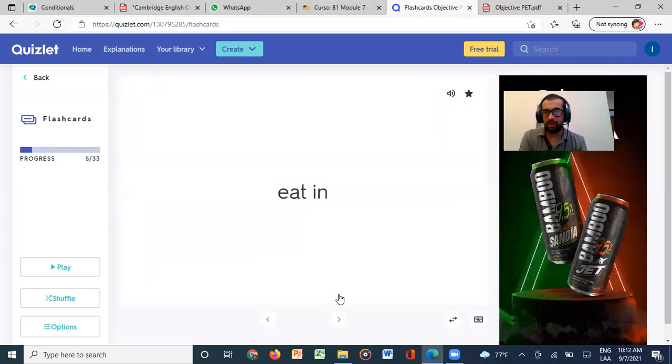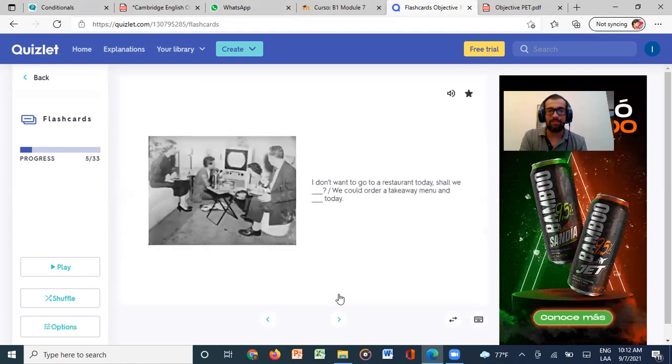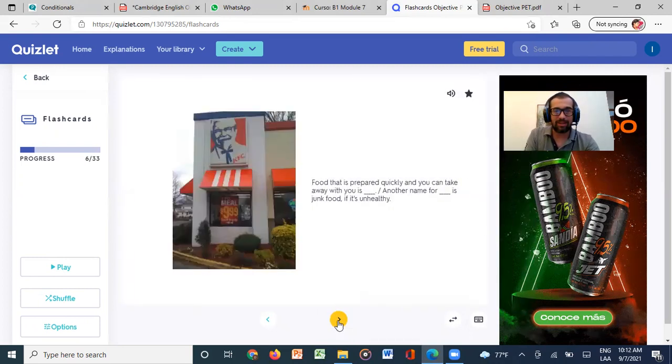Let's go with number five. Eat in. What does it mean to eat in? Well, I have some examples here. I don't want to go to a restaurant today. Shall we eat in? We could order a takeaway menu and eat in today. So eat in is like eating in your house, right? That would be the opposite of going out and eating outside, right? So that would be, in this case, eat in.